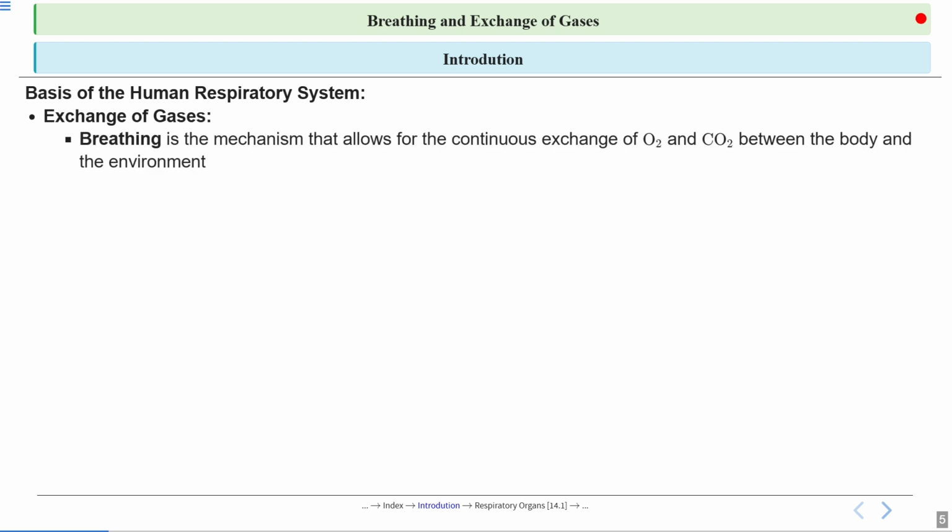First of all, there is exchange of gases. What do you mean by exchange of gases? This can also be called breathing. Breathing is a mechanism that allows for the continuous exchange of oxygen and carbon dioxide between the body and the environment. Which gases? Oxygen and carbon dioxide. And these gases are being continuously exchanged between the body and the environment.